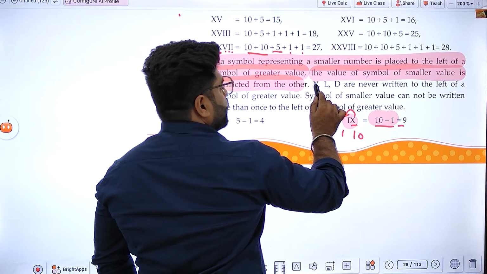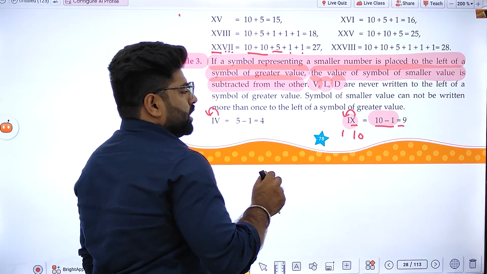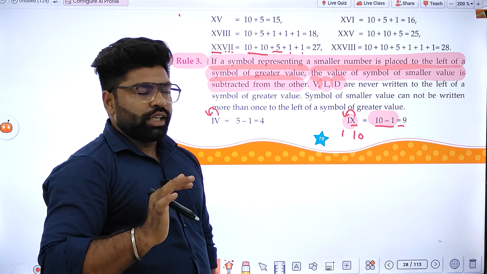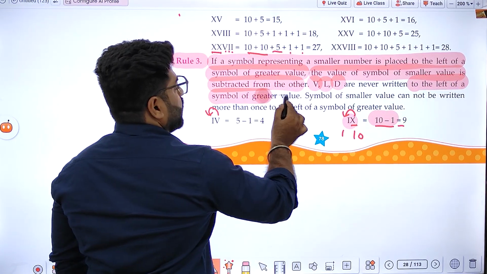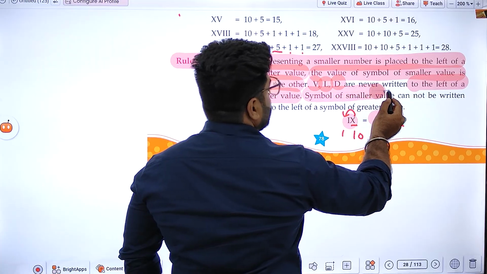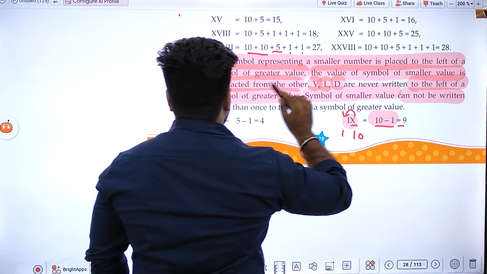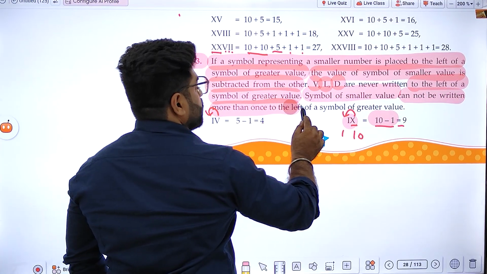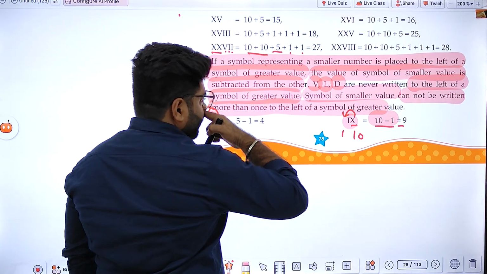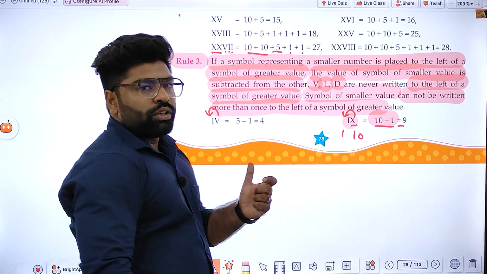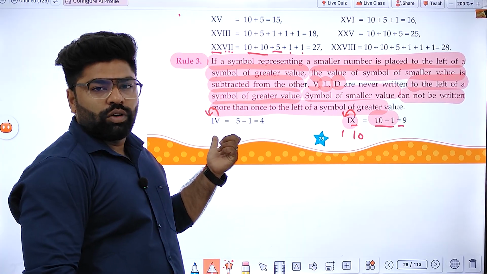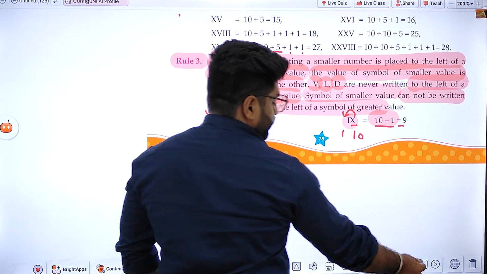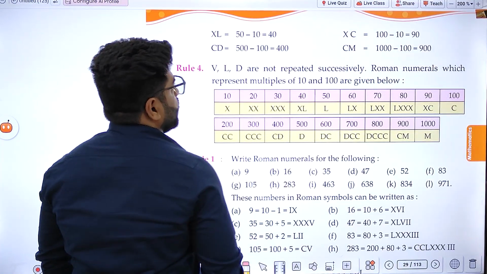Next, the important thing is V, L, D, that is 5, 50, 500. These symbols are not to be written to the left of a symbol of greater value. The symbol of smaller value must not be written more than once to the left of the greater value. So we are not going to use these symbols for the subtraction purpose. We can use I and X only.